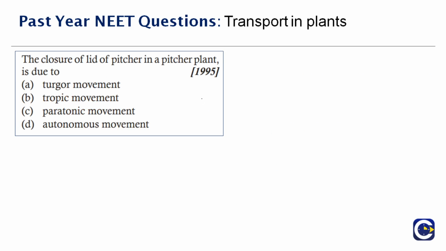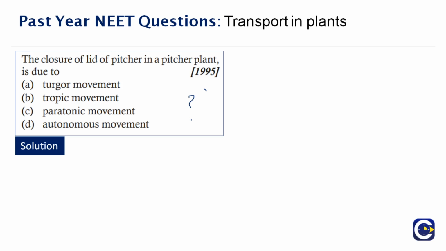Next question here. This question was asked in the year 1995. The closure of the lid of the pitcher plant is due to dash. I think by now you have understood what the answer is. We already saw in Venus flytrap, it is because of the turgor movement. It's a pressure that is exerted by the turgidity. Thereby the plant will understand that something has come in contact and thereby it will trap the insect.